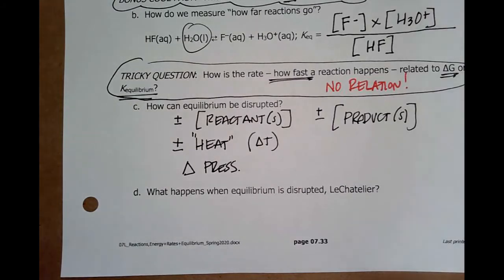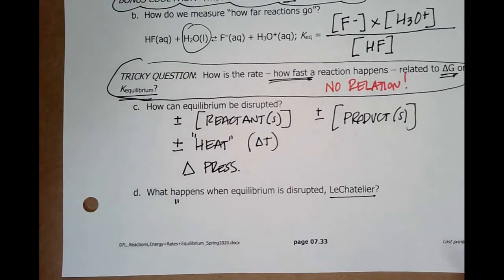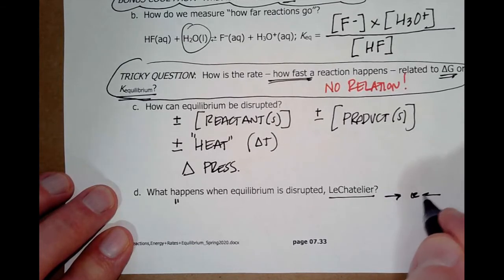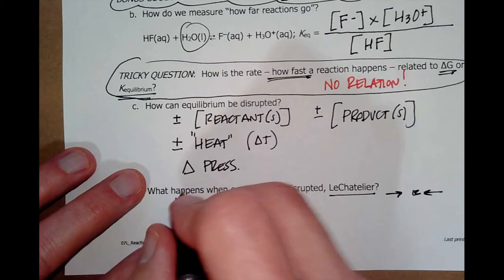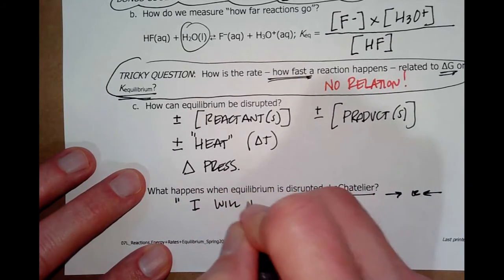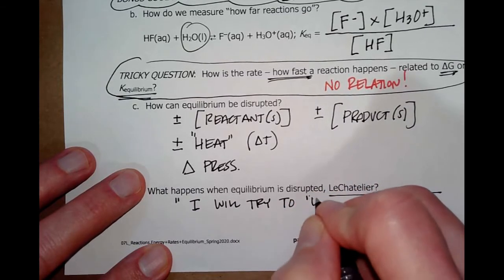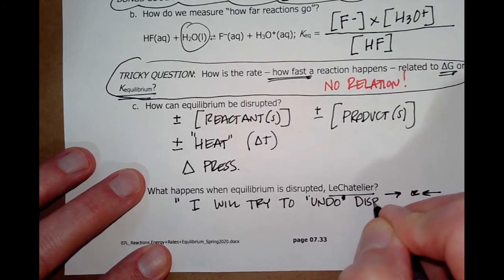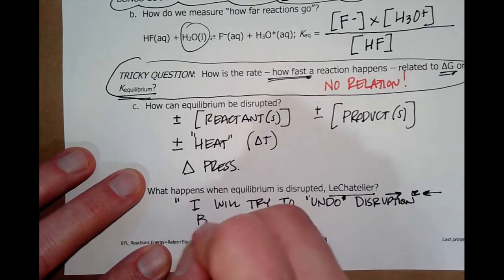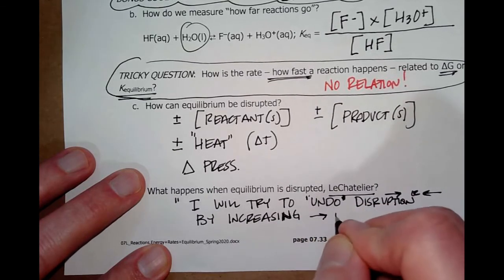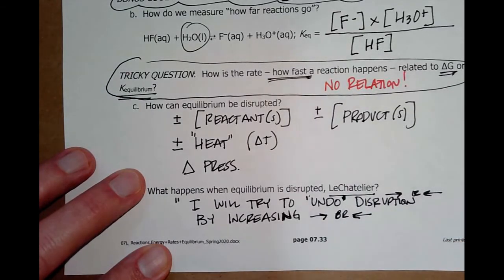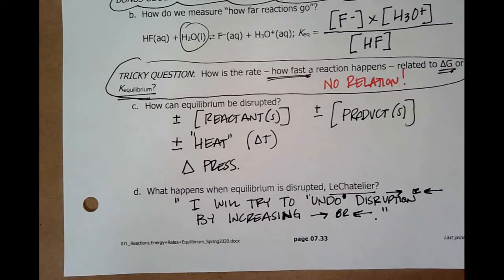And Le Chatelier says it will run the forward reaction or the backward reaction to try to bring it back to the same conditions it was before it was disrupted. So I'll say it in Le Chatelier's words: I will try to undo the disruption by increasing the forward reaction or the reverse reaction to get it back to equilibrium. It may not be able to bring it back to the exact number, but the forward reaction will happen or the reverse reaction will happen to undo it as best we can.